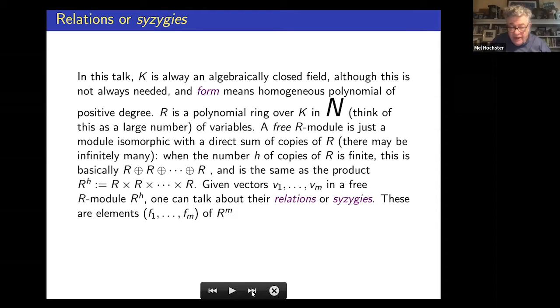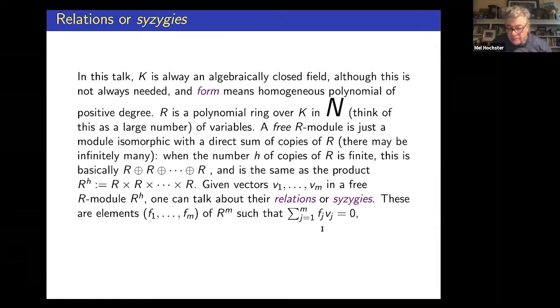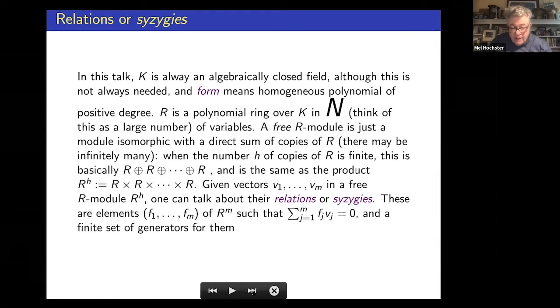So one can talk about relations or syzygies. Those are synonymous. If you have m vectors, to give a relation, you need to give m coefficients, f1 through fm, and they form a vector in R^m. And you want to use these coefficients on the vectors and get the sum to turn out to be 0. So you're interested in finding a finite set of generators for all the relations.